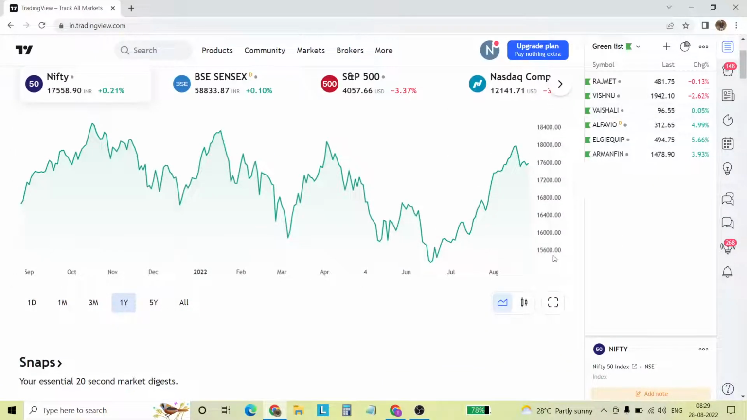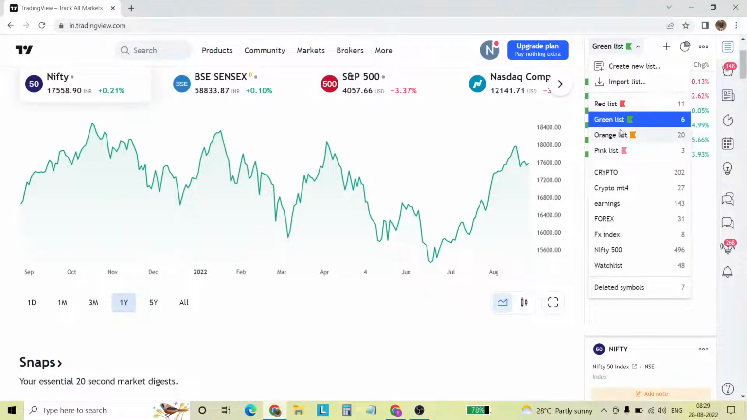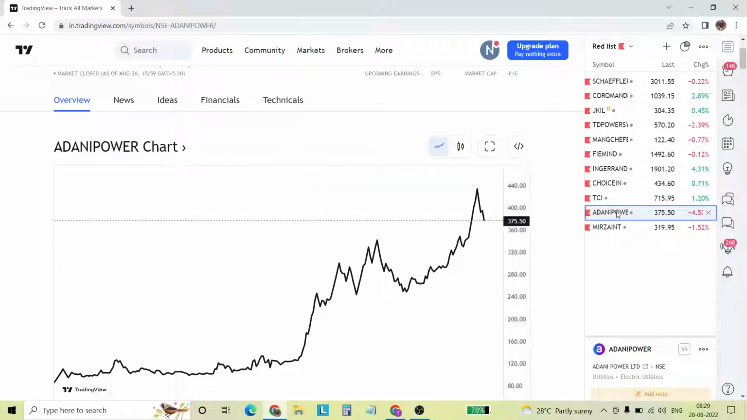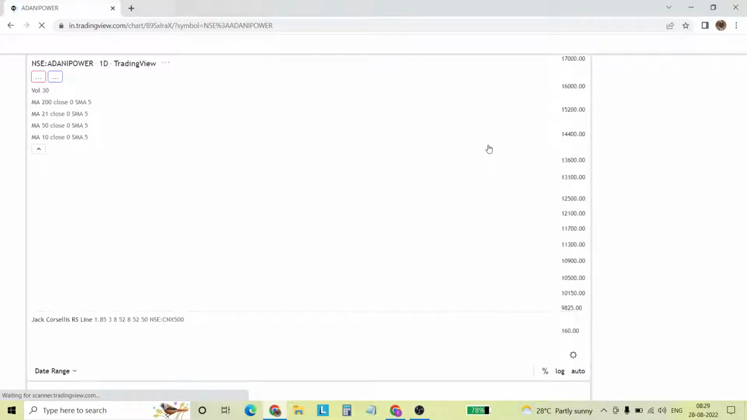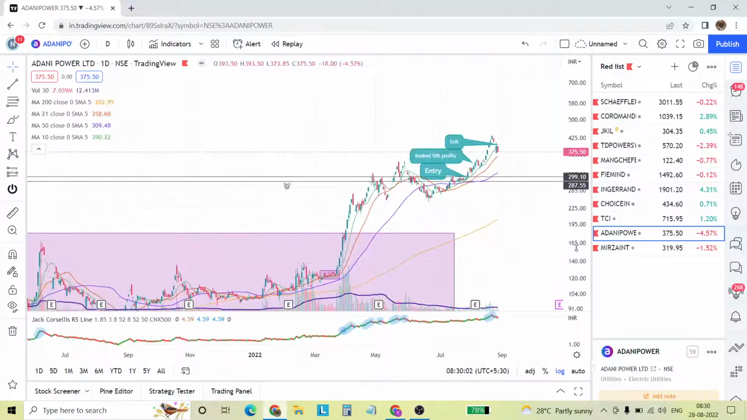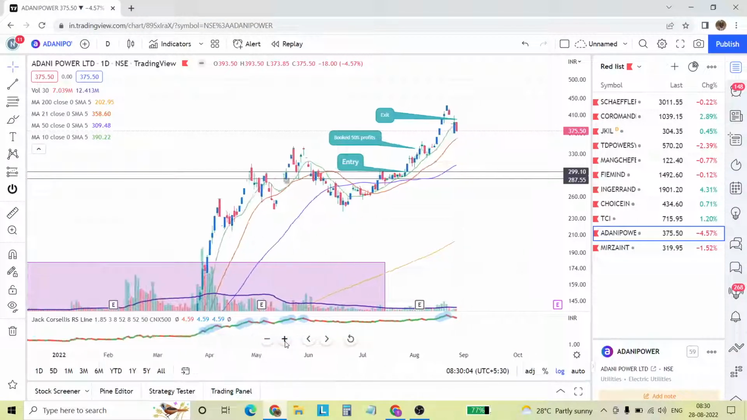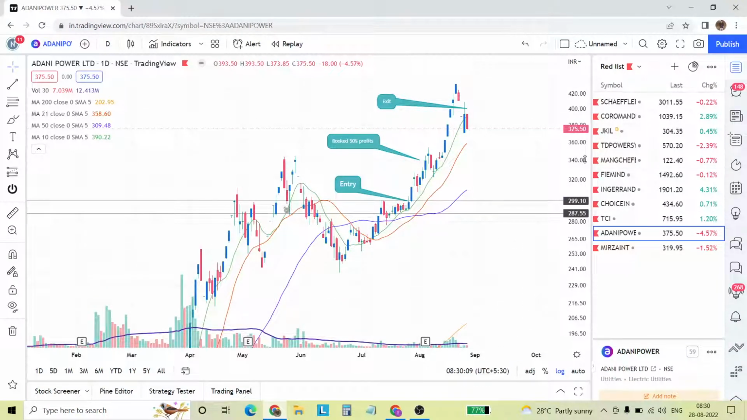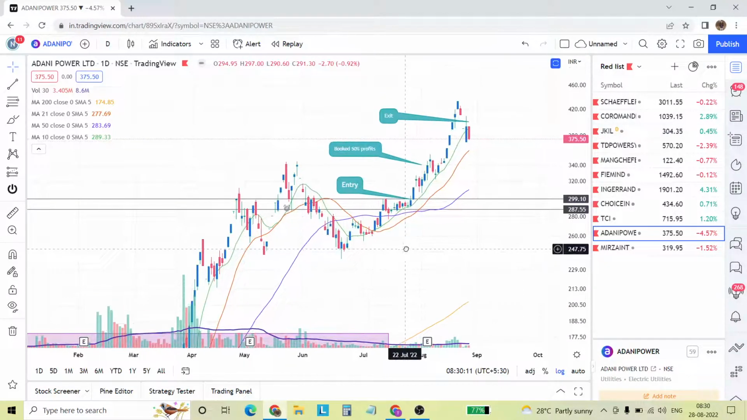These are my running trades, but before we go to running trades, I have exited. If you remember from my video a week ago, I had Adani Power as a running trade. So I have finally exited Adani Power. Let's discuss how I exited. I have marked the chart here for simplicity, so we can easily discuss this.